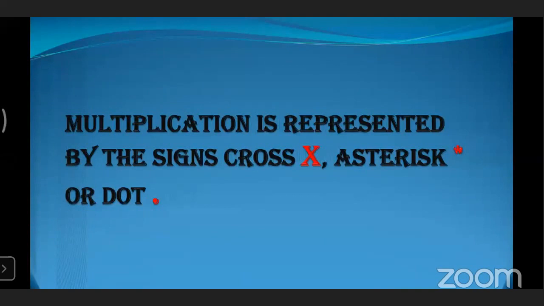Now see, multiplication is represented by the sign cross. Can you see this red color sign? It's a cross. This is the multiplication sign. Asterisk is also used, as well as a dot, for multiplication. But basically we use this cross sign. When we multiply the numbers, we put this sign to multiply the numbers. Is it right? Yes, very good, students.